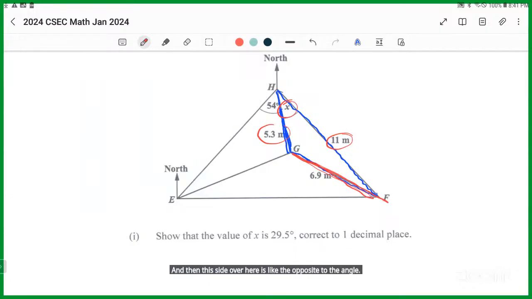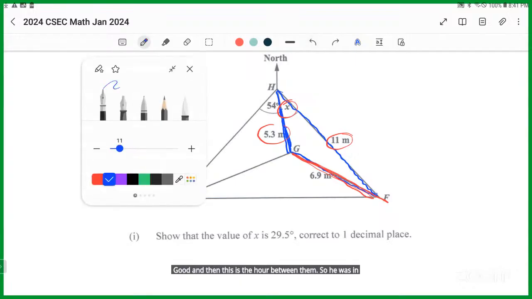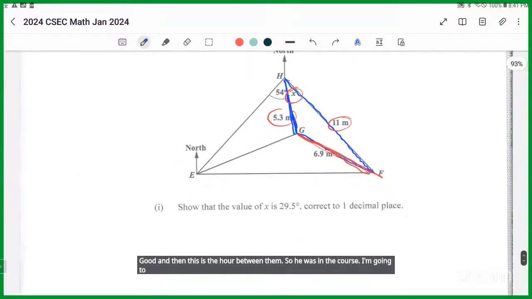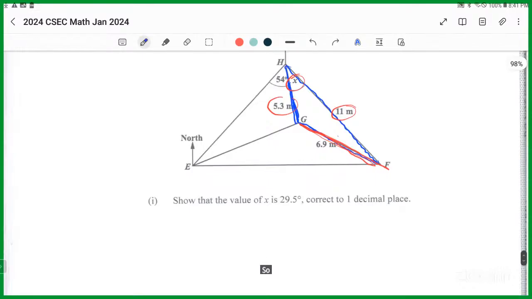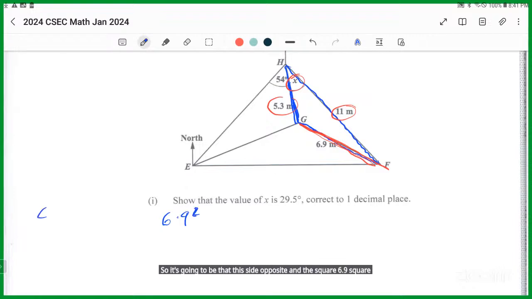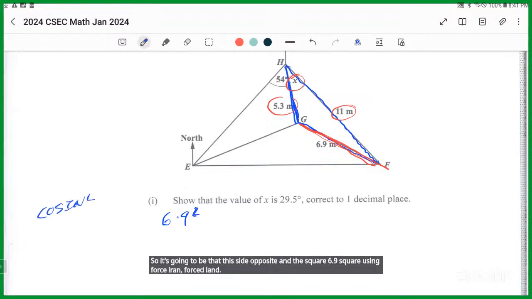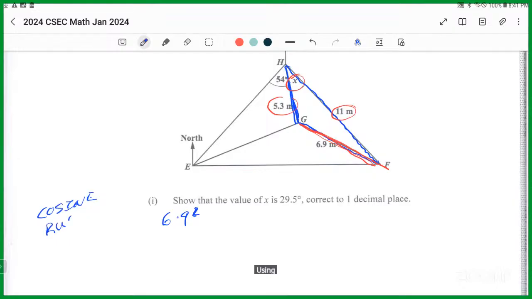Remember, start like Pythagoras' theorem. So this starts out as if it is a hypotenuse. Good? And then this is the angle between them. So using the cosine rule, I'm going to transpose to find the x. That's what we're going to have to do. So it's going to be that this side opposite the angle squared, 6.9 squared, using cosine rule.